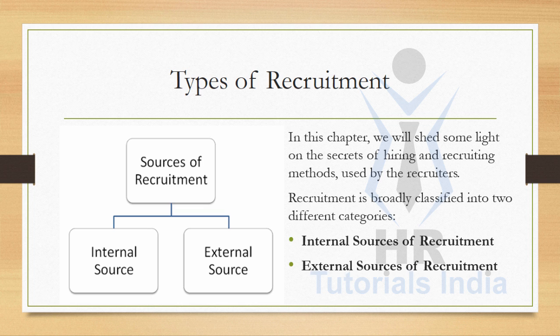In this video, we will understand the different methods of hiring and recruiting used by the recruiters. Recruitment is broadly classified into two categories. There are internal sources of recruitment and external sources of recruitment. In the upcoming videos, we will be discussing internal sources of recruitment and external sources of recruitment in detail.